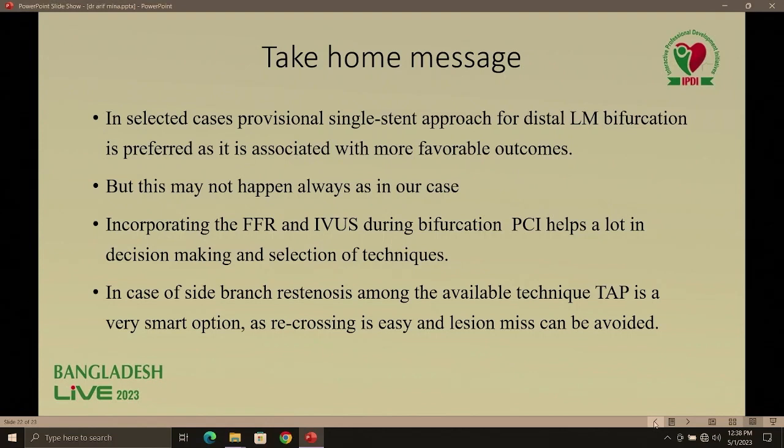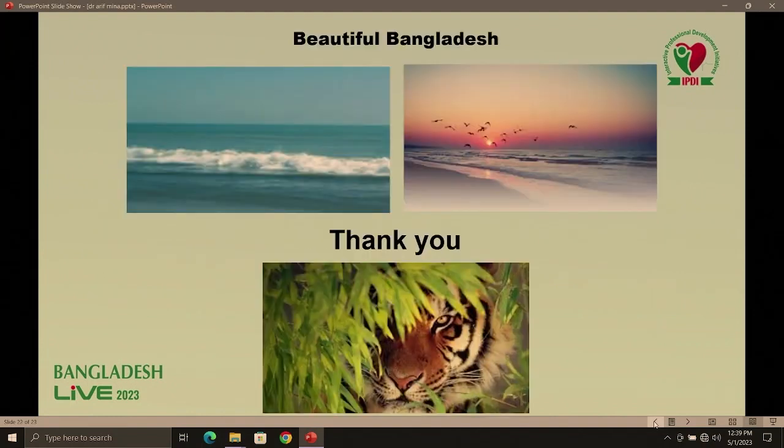In selected cases, the provisional single stent approach for distal left main bifurcation is preferred as it is associated with more favorable outcome, but this does not always happen, as in our case. Incorporating FFR and IVUS during bifurcation PCI helps a lot in decision making and selection of techniques. In case of side branch restenosis, among the available techniques, TAP is a very smart option as recrossing is easy and lesion miss may be avoided. Thank you for your patience in hearing.